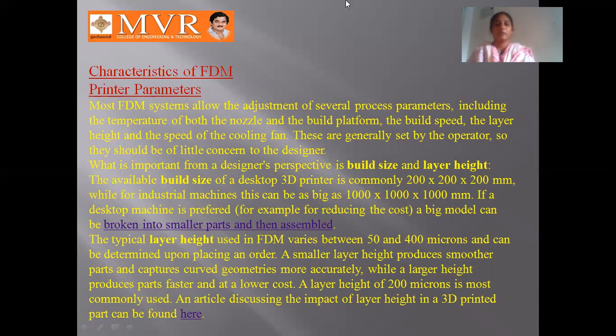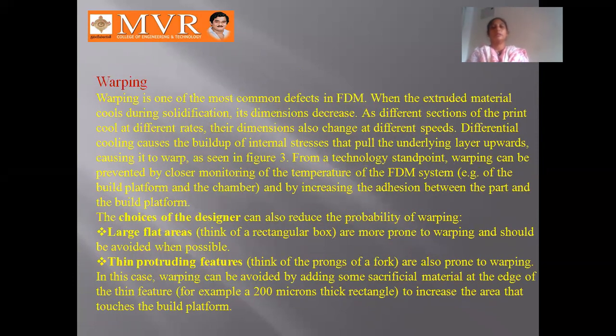The typical layer height used in the FDM process can be easily identified throughout the process. A layer height of 200 microns is the most commonly used, and this shows the impact of layer height in a 3D printed part.